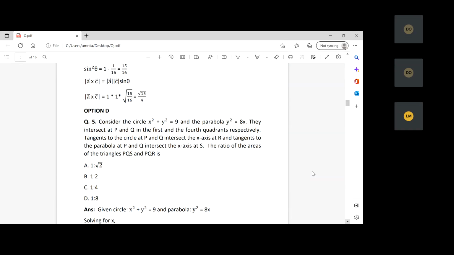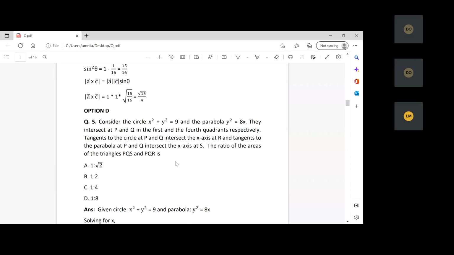Now, tangents to the circle at P and Q intersect the x-axis at R. Another thing came: there are tangents to the circle passing through the points P and Q, and they intersect the x-axis at the point R. Similarly, there are tangents to the parabola also. The tangents to the parabola at the points P and Q intersect the x-axis at the point S. So I have a circle, a parabola, and these tangents. Now they are asking us to find the ratio of the areas of the triangles PQS and PQR.